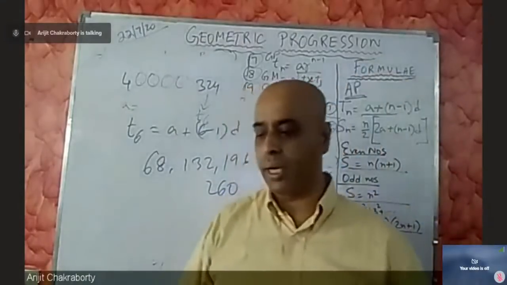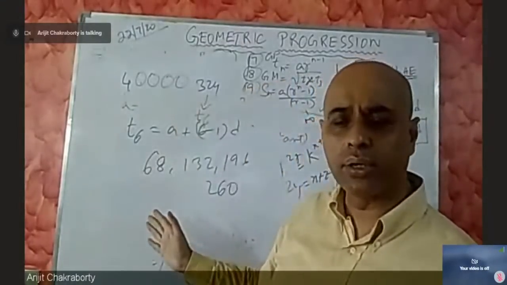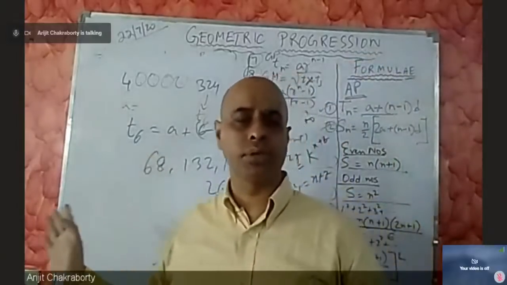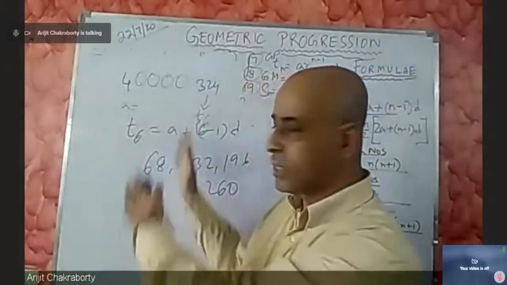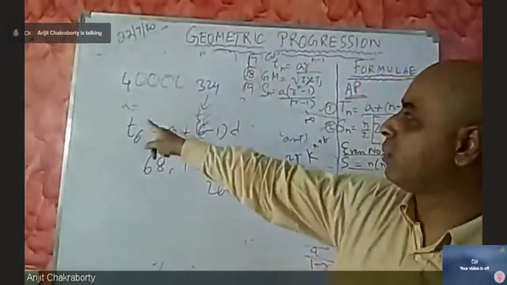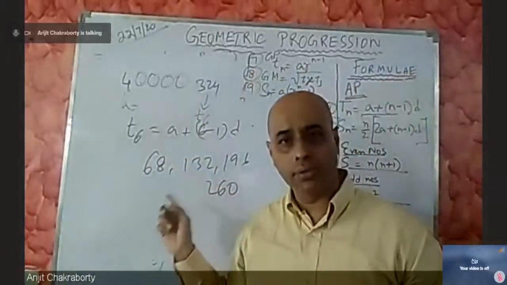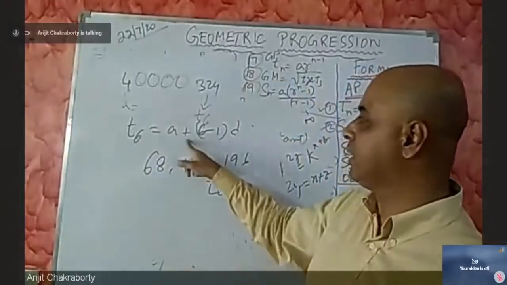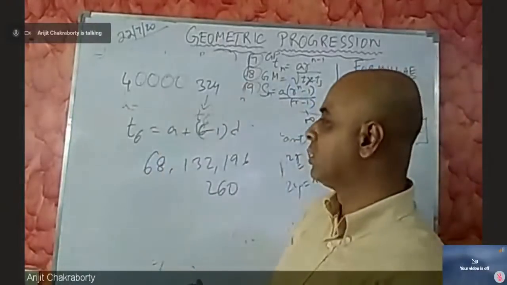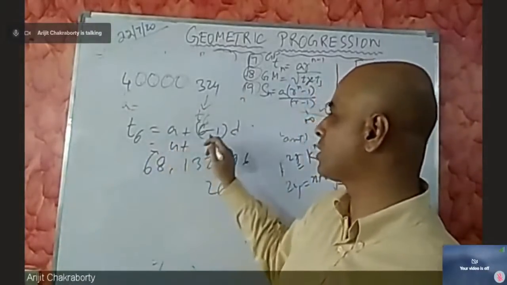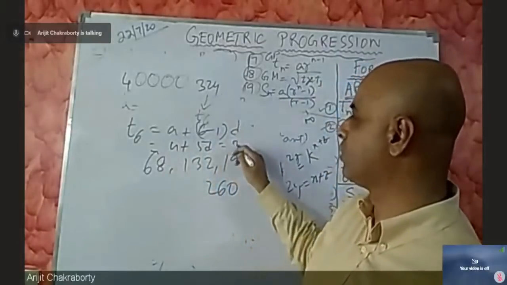I hope Anushree and Fatima, you can just solve it on your own, because I have done similar problems today and this is of the same form. Just put the formula and you will get the value of d here. Once you get the value of d, because a you know is 4, this is nothing but 4 plus 5d. This is equal to 324.